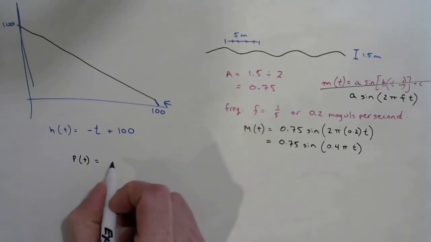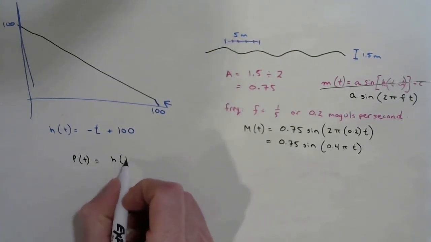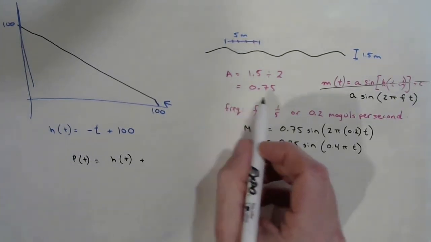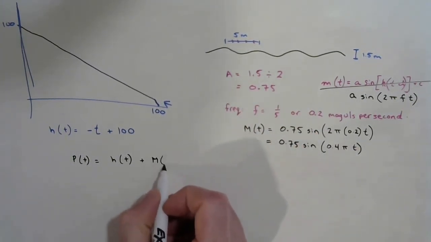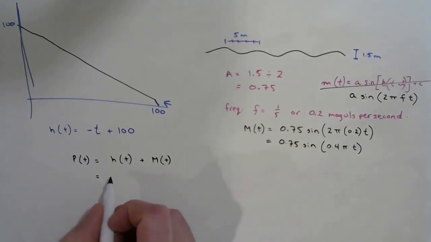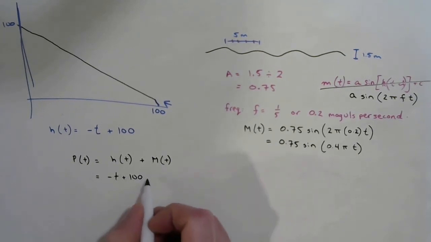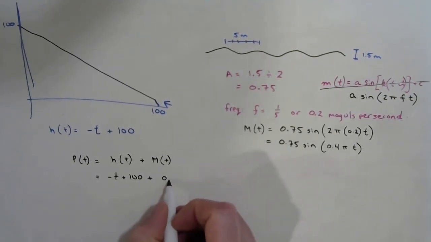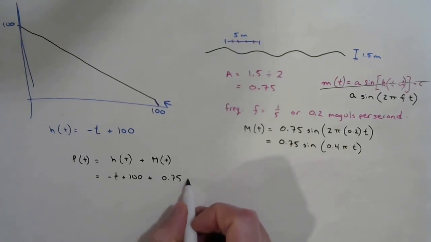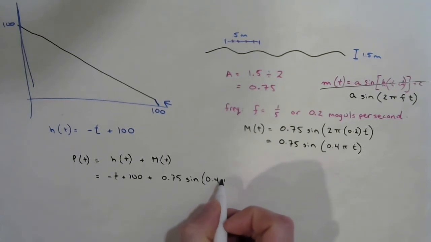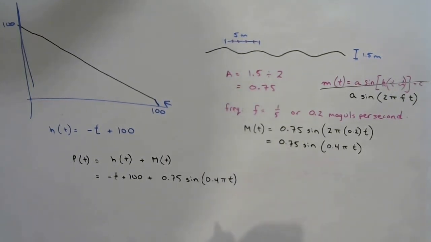It's simply going to be adding those things together. So we've got h of t plus m of t. Plug those guys in. H of t is negative t plus 100. M of t is 0.75 times the sine of 0.4 pi t. And now we can get on Desmos and graph that.